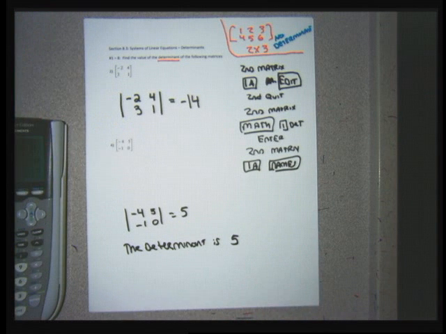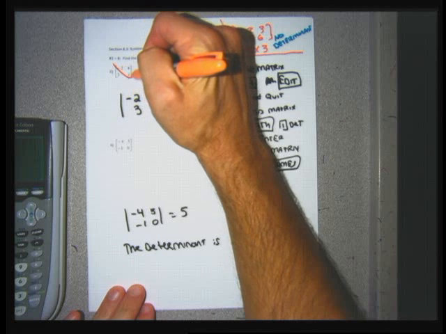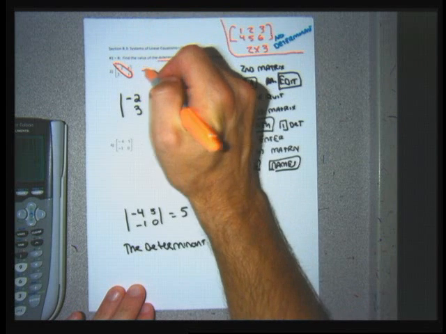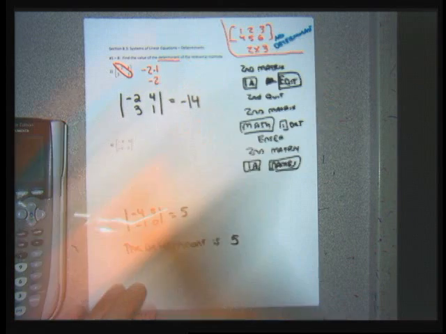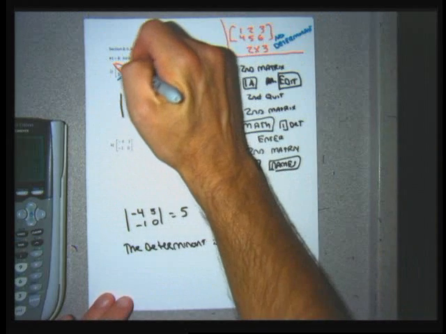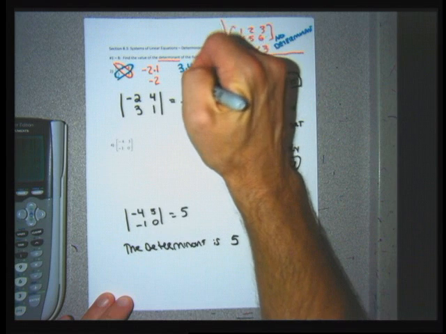If I didn't have a calculator handy and I wanted to compute the determinant of problem 2 and problem 4, I would do 2 multiplications. I'd multiply down, cross multiply in some sense, multiply negative 2 times 1, that gives me negative 2. Then I'd cross multiply up, 3 times 4, that gives me 12.